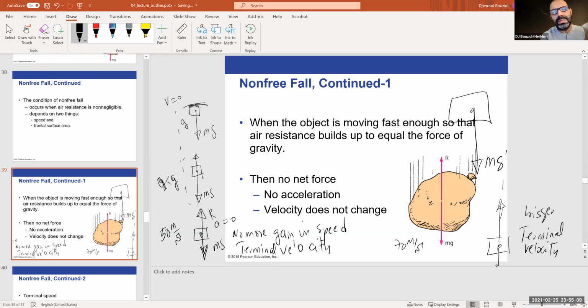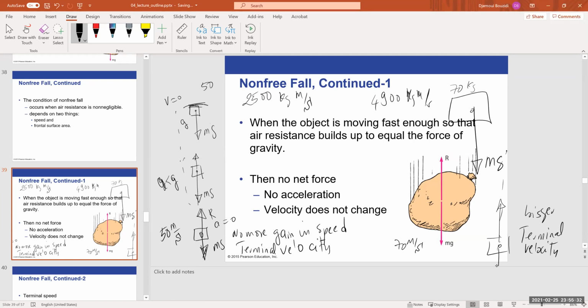Plus this one has more mass anyway. So let's say, for the sake of argument, this one has 70 kilograms, and this one has 50 kilograms. So you're looking at a momentum of 50 times 50, which is 2,500 kilogram meter per second. Whereas this one, 70 times 70, is 4,900 kilogram meter per second. This definitely will have a higher momentum.